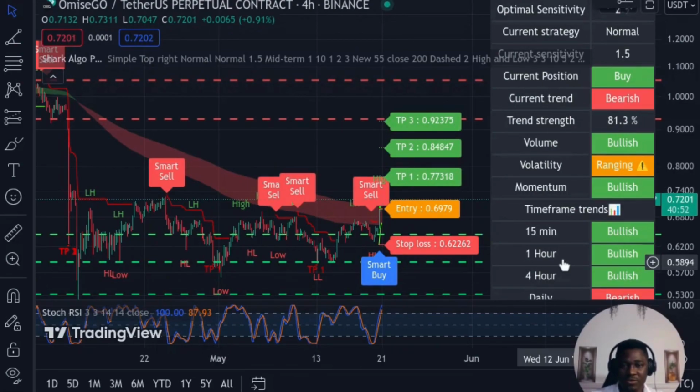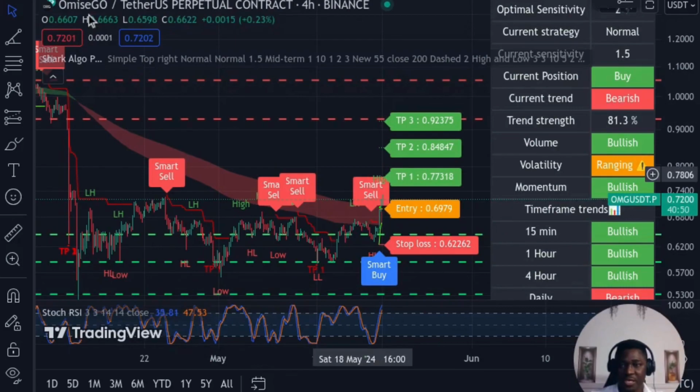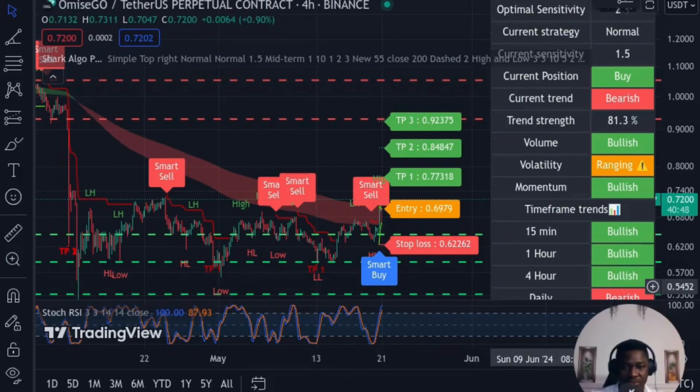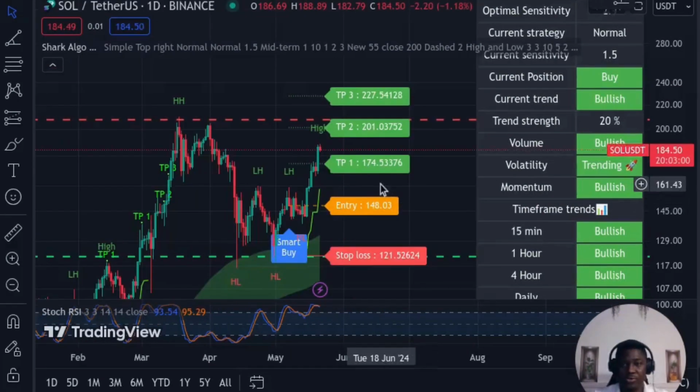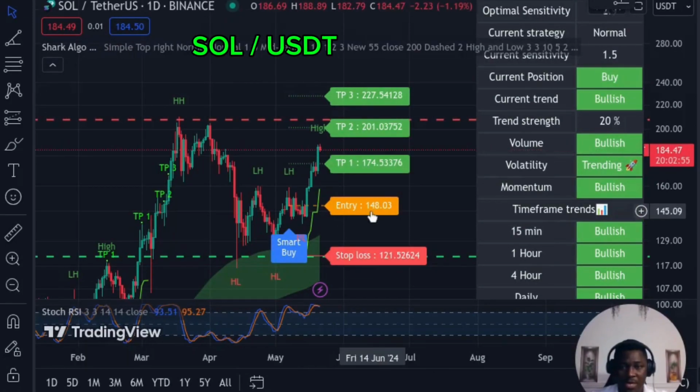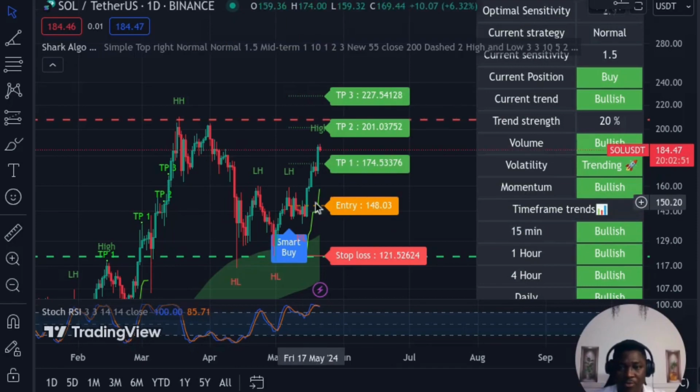Alright, so this is the chart of Solana USDT. A trade we took a few days ago. We got an entry level of $148, and we took this trade. As you can see, we've hit our TP1, and our TP1 was at $174. So we've closed 50% of the open position.